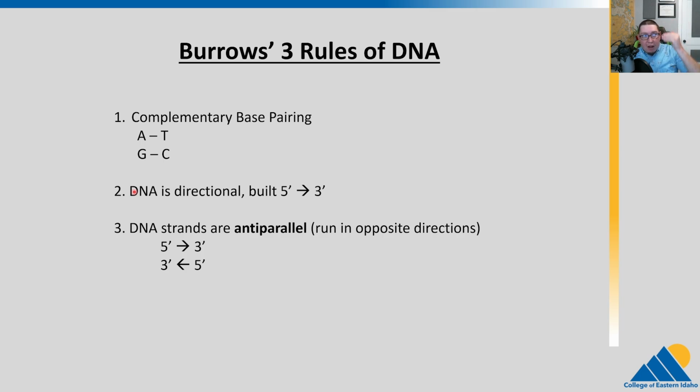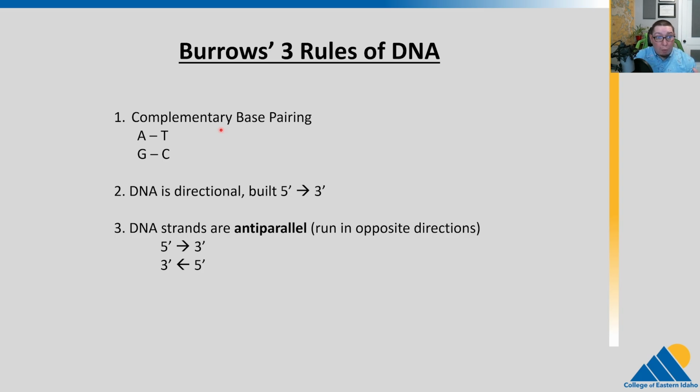It's built in a 5' to 3' direction. You can only add new bases onto the 3'. And finally, DNA strands are antiparallel. They run in opposite directions. So if one strand is going 5' to 3' to the right, the other strand will go 5' to 3' to the left, and they will pair together in the complementary base pairings.